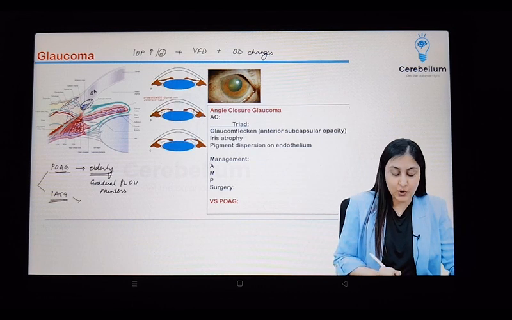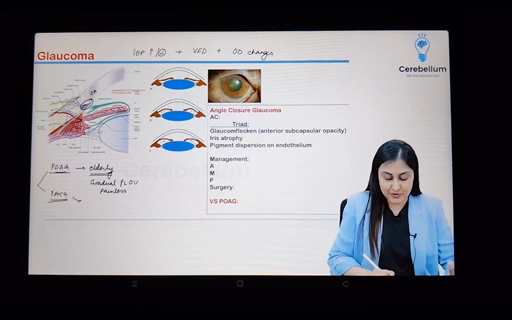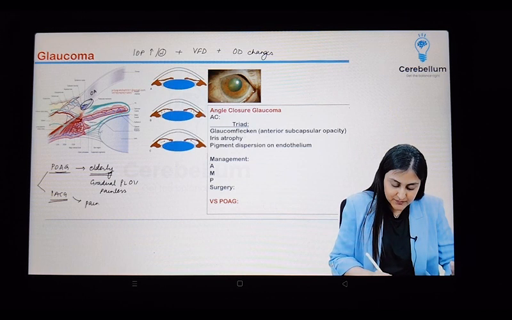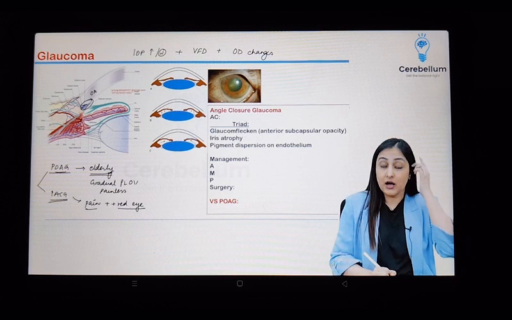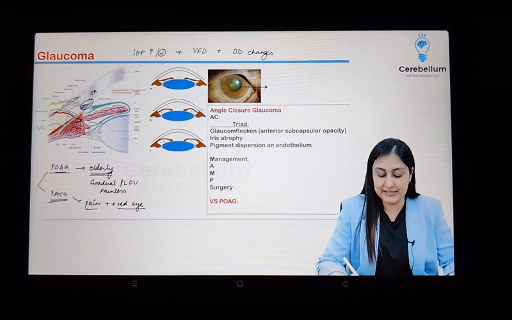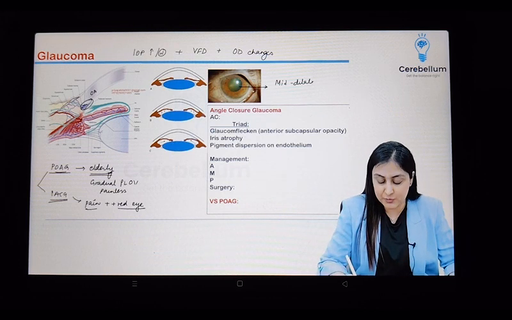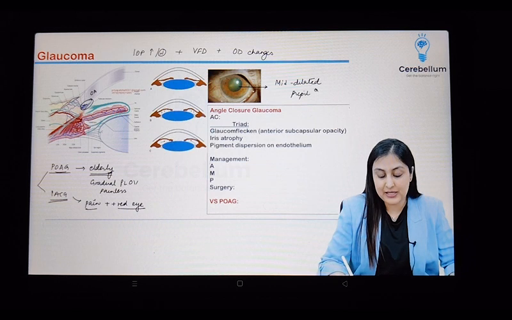On the other hand, the exact opposite is when angle closure glaucoma happens. You are going to have a presentation where the patient comes to you with acute pain and a red eye. So very red eye, acute pain, and this is the mid-dilated pupil that is frequently given to you in the exams.